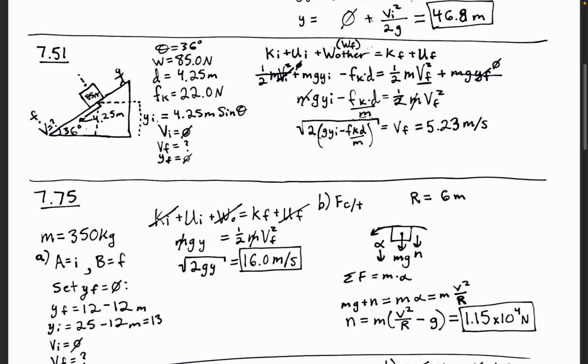I'm sorry, I misspoke earlier. So y initial is this distance here times the sine of theta, which is going to give you this y-axis here. So the y initial is up here. It's 4.25 times sine of theta, which will give you 2 point something. And then once it moves down, this potential energy goes to 0. As you'll see, the y final is 0, which means that once it's here, no more potential energy.